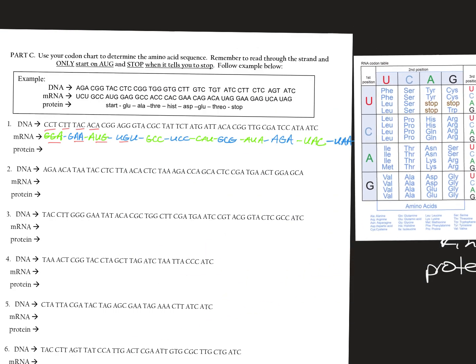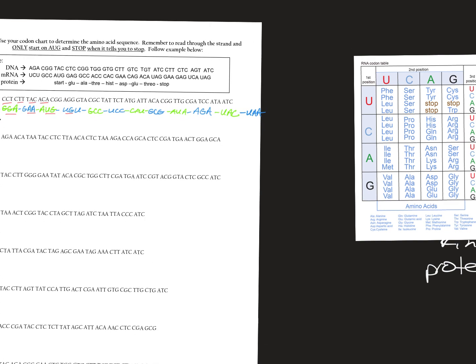But it would still turn into RNA. The UAA still gets turned into RNA, but I'm just telling you it's a stop. So it would never get translated into an amino acid, but it still goes on. After UAA, what is it?